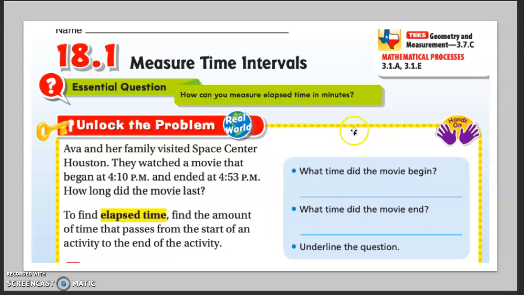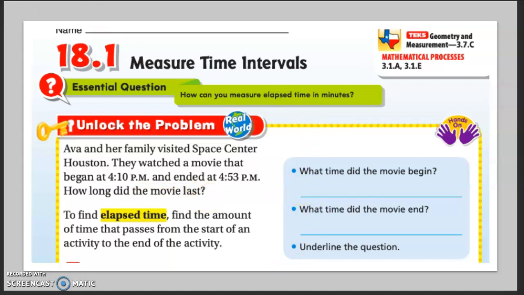So let's look at unlock the problem. So it says Ava and her family visited Space Center Houston. They watched a movie that began at 4:10 p.m. and ended at 4:53 p.m. How long did the movie last? So let's go ahead and go to the blue square.